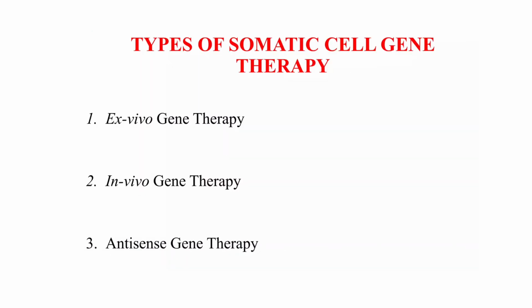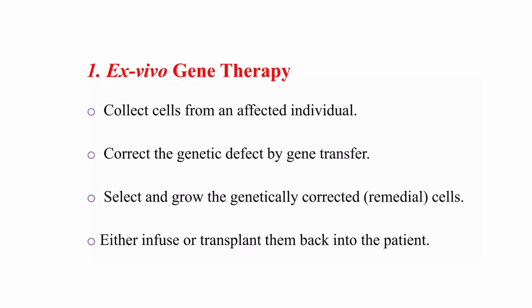So, even in somatic cell gene therapy, there are different types like ex vivo gene therapy, in vivo gene therapy, and antisense gene therapy. So, in ex vivo gene therapy, you first collect cells from an affected individual, then you correct the genetic defect by gene transfer, and then select and grow the genetically corrected cells, and then either infuse or transplant them back into the patient. So, all these modifications are done in the patient's cell but outside the patient's body.